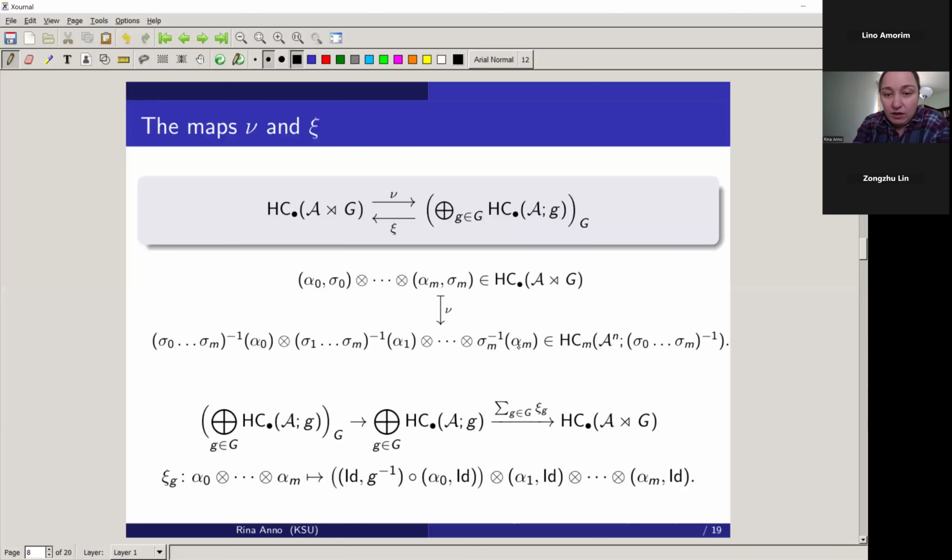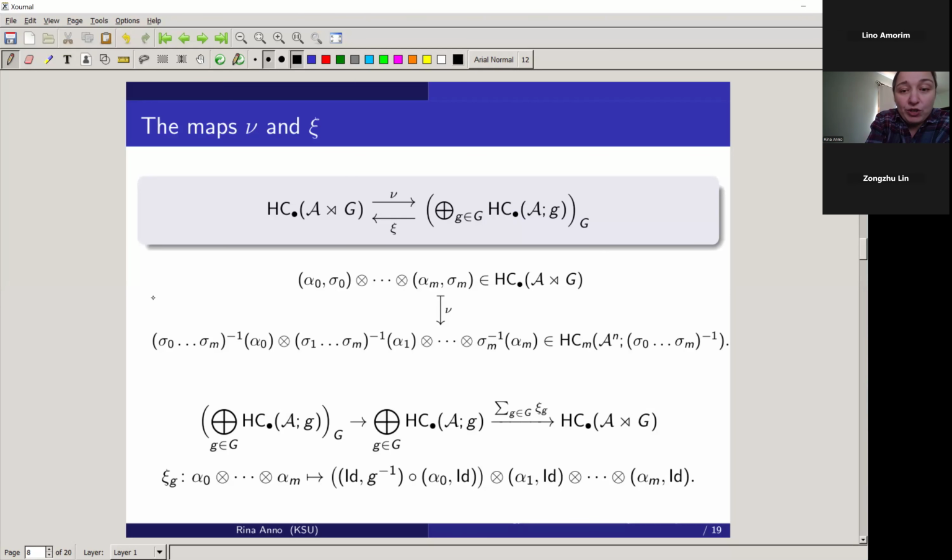So alpha m is acted upon by sigma m inverse, alpha m minus 1 by both sigma m inverse and sigma m minus 1 inverse, all the way up to alpha 0. That is, we apply the inverse of the product of all sigmas too. And then note that alphas are not composable. Under this chain, alphas are morphisms.